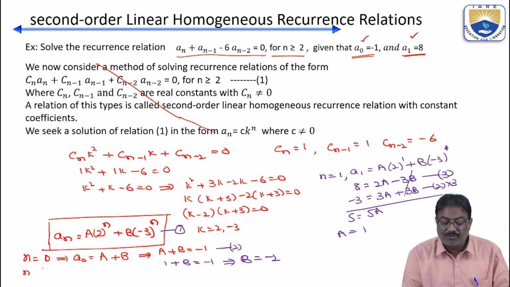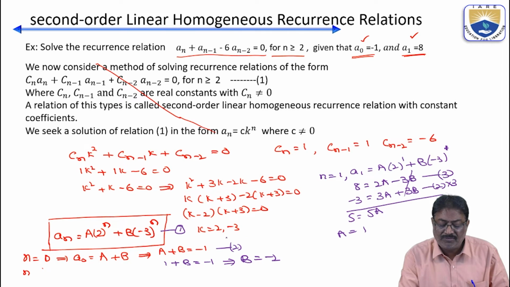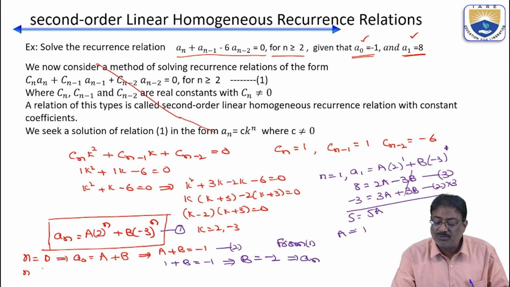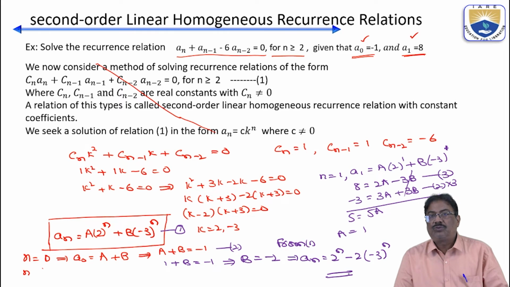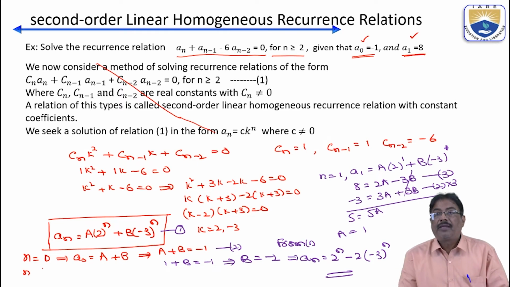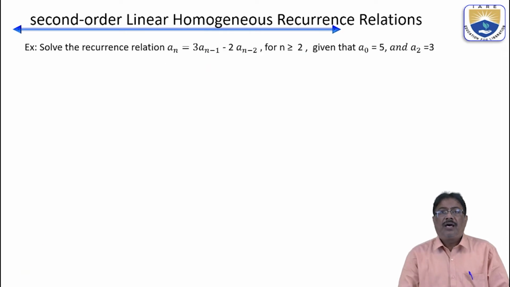Once I am getting B equals minus 2, then substitute the A and B values in equation 1. From 1, I am going to get An equals 1 times 2 to the power of n, B equals minus 2, so minus 2 times minus 3 to the power of n. So this is the solution for the corresponding recurrence. Like this we have to do it. Now go for the second problem.